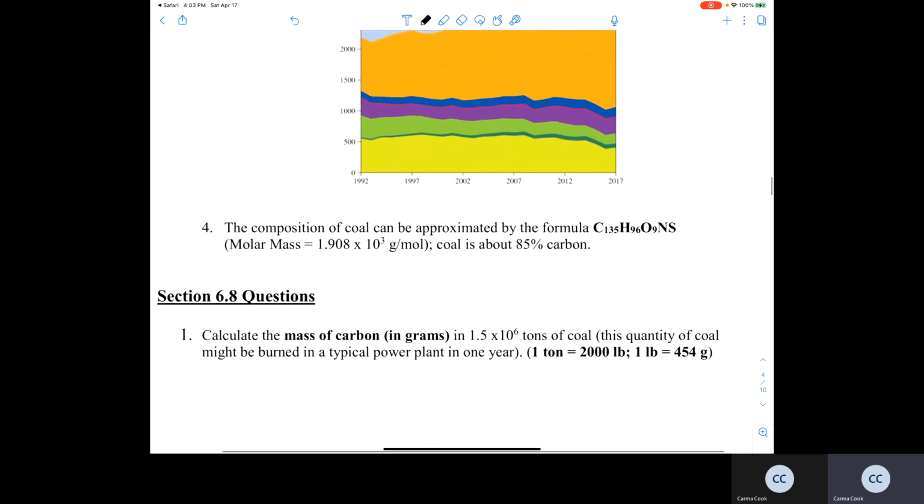The composition of coal can be approximated by this formula: 135 atoms of carbon, 96 atoms of hydrogen, 9 atoms of oxygen, 1 atom of nitrogen, and 1 atom of sulfur per molecule of coal. That gives it a molar mass of about 1.908 times 10 to the third grams per mole, meaning that coal is about 85% carbon. That's the mass percent carbon in coal.